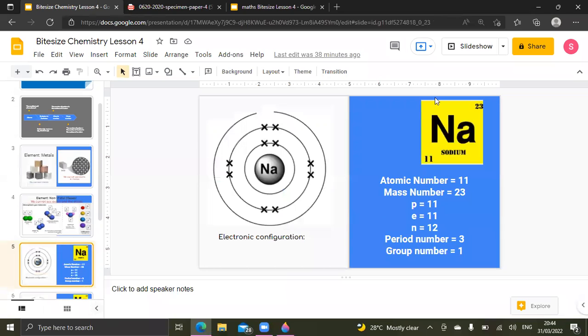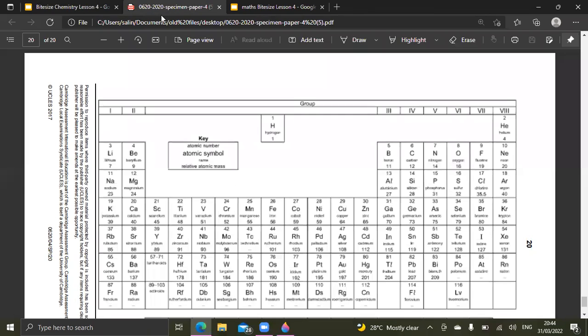All right, let's check it out. I already took sodium from the periodic table. There you go. Where is sodium? Here is sodium. Okay, let's have a look at sodium here. Maybe you can participate. What's the atomic number, please, for sodium?